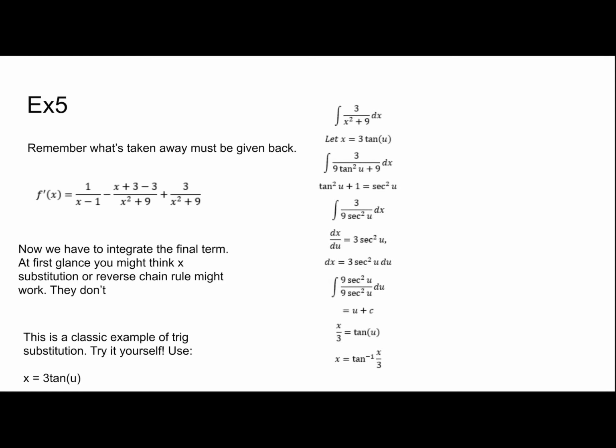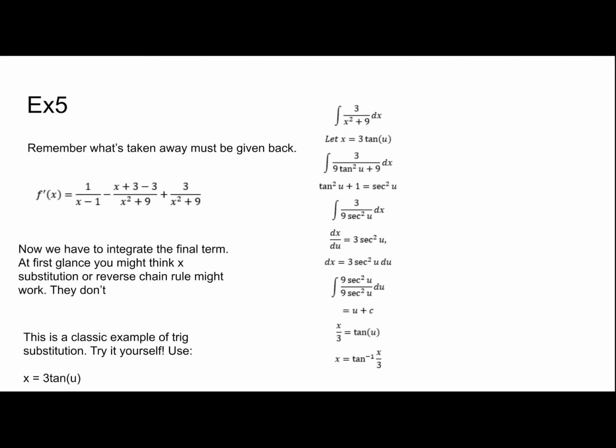Alright, so we have 3 over x squared plus 9. If x equals 3 tan of u, then x squared would be 9 tan squared of u. So that would give us the integral of 3 over 9 tan squared u plus 9, and that's still with respect to dx because we haven't changed dx to du yet. We know tan squared u plus 1 equals secant squared u. Therefore 9 tan squared u plus 9 equals 9 secant squared u. So we can plug that back in: the integral of 3 over 9 secant squared u, still with respect to dx.